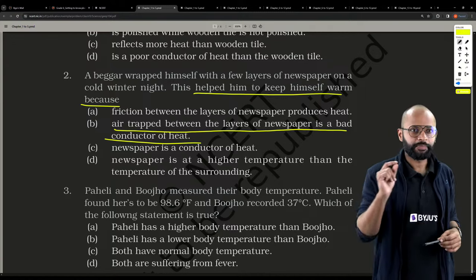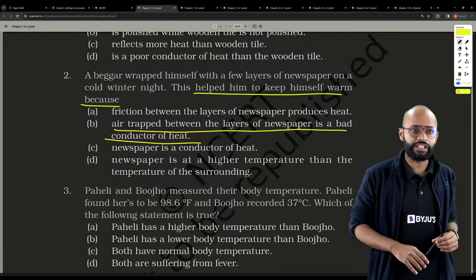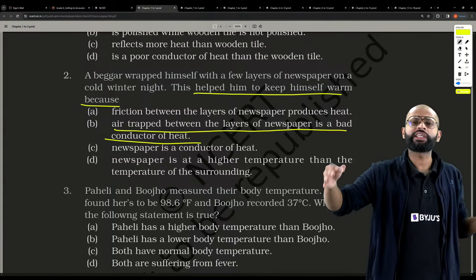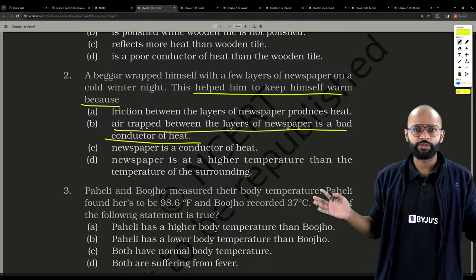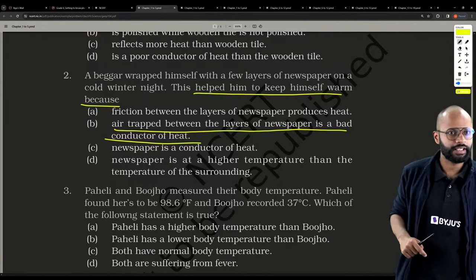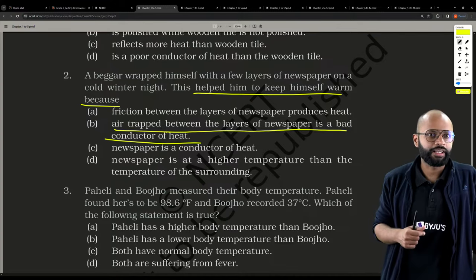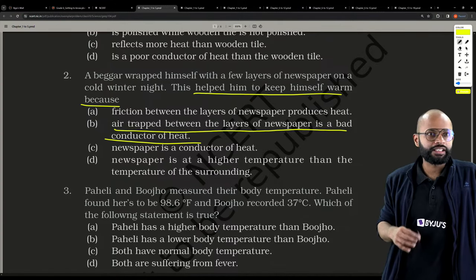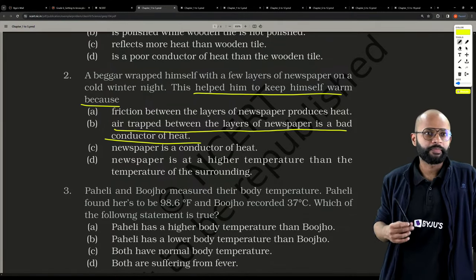Quickly tell me. Chapter is heat. People who are joining late, today we are doing full exemplar MCQs. And we are doing this for grade 7th. Yes, 7th class, beta.